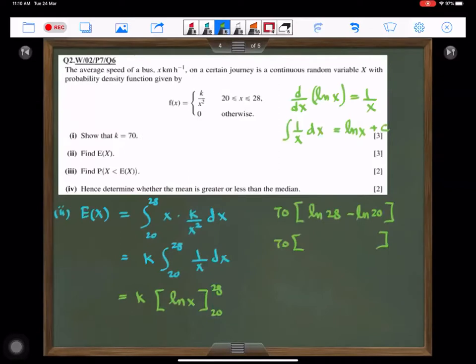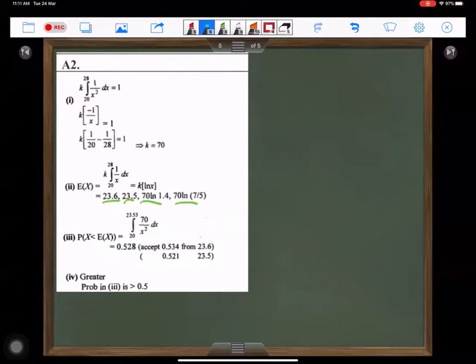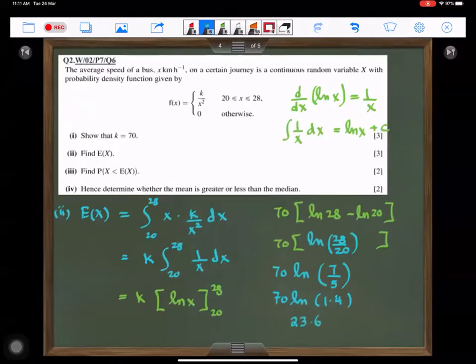If I use the knowledge of logs, I can simplify and write this as ln 28 over 20. Now 28 over 20, that is 7 over 5, since 4 sevens are 28 and 4 fives are 20. So this is 70 ln 7 over 5. You can write it like this, or you can write it in terms of decimals. And then, of course, you can use a calculator and simplify. That comes out to be 23.6, correct to 3 significant figures. So that is the working behind the expectation.